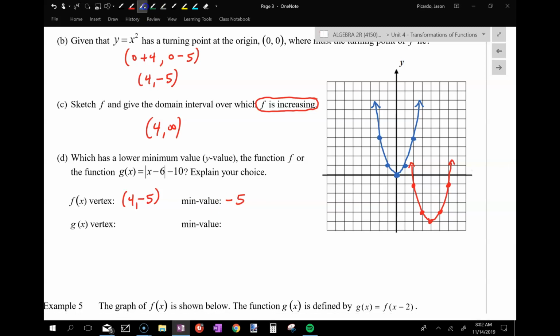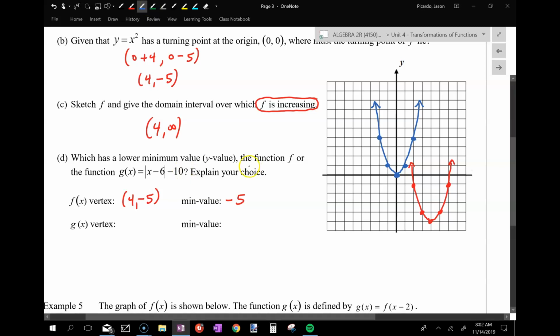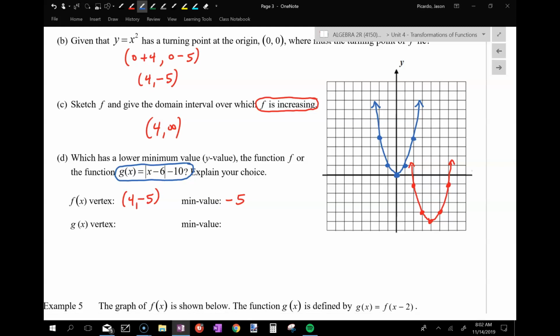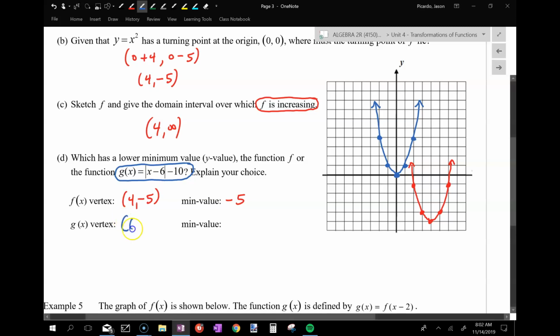Last piece of this question. There's a new function, g of x. G of x is right here. Right? What's the vertex of that one? 6, -10. So what's the minimum value of that one? Which one of those has a lower value? The g of x.